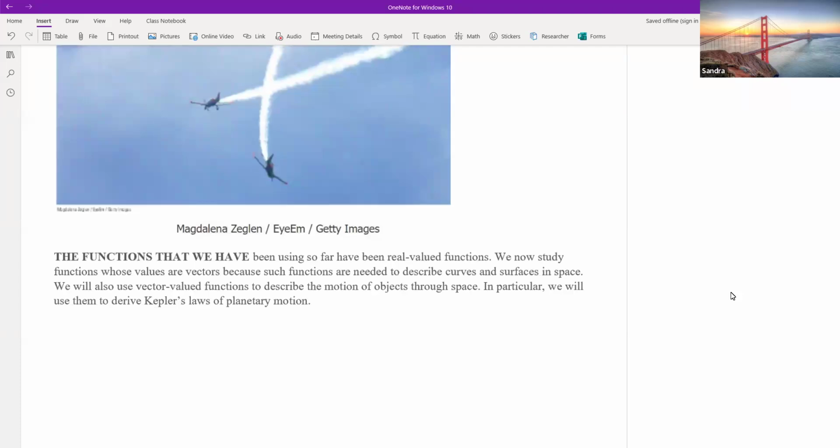The functions that we have been using so far have been real value functions. We now study functions whose values are vectors because such functions are needed to describe curves and surfaces in space. We will also use vector value functions to describe the motion of objects through space. In particular, we will use them to derive Kepler's law of planetary motion.